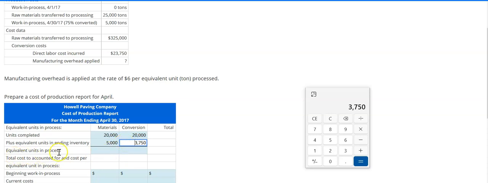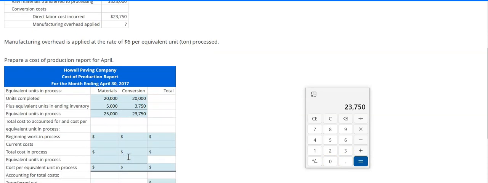So equivalent units in process, well, all we have to do is just add these. 20 and 5 is hopefully we can figure out that's 25,000. And then we've already got the 3,750 on the calculator, so I'm just going to add this 20,000 here to it. Gives us 23,750. Yep. Okay.